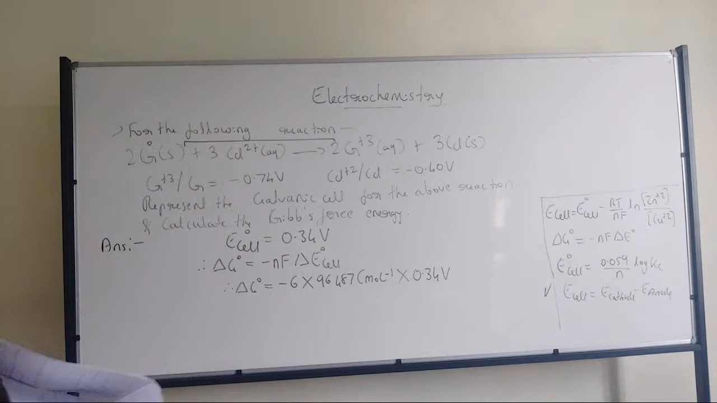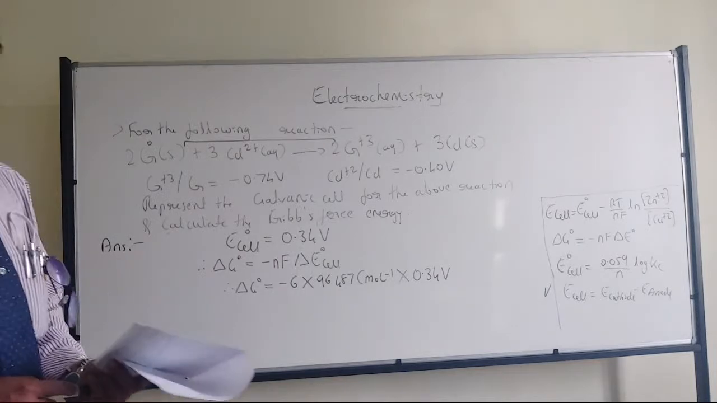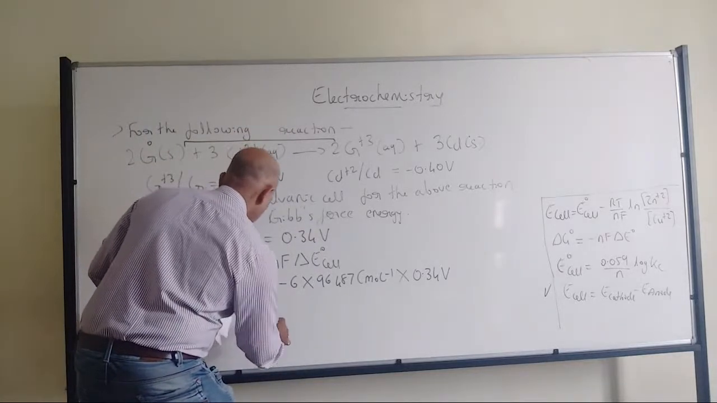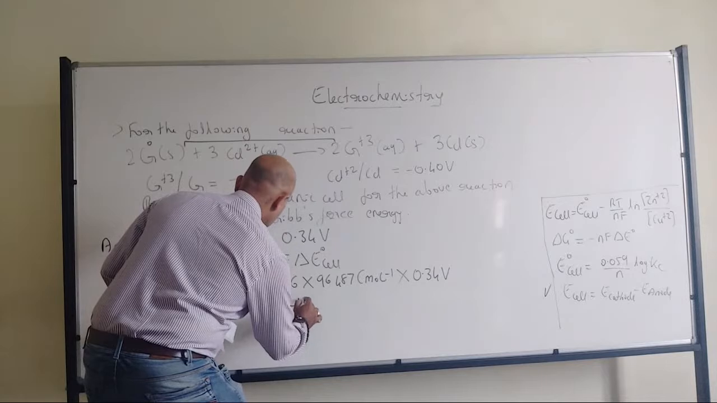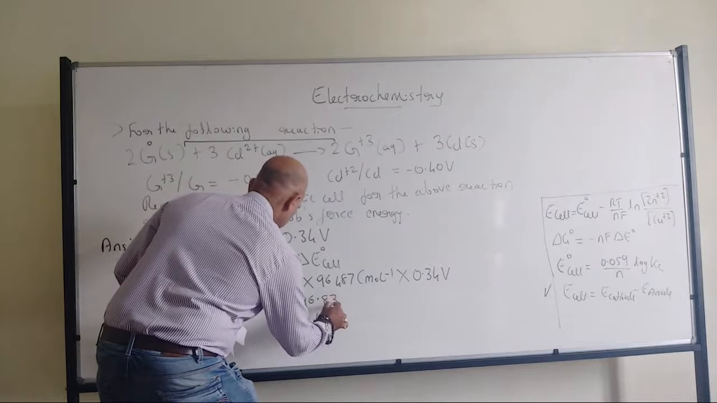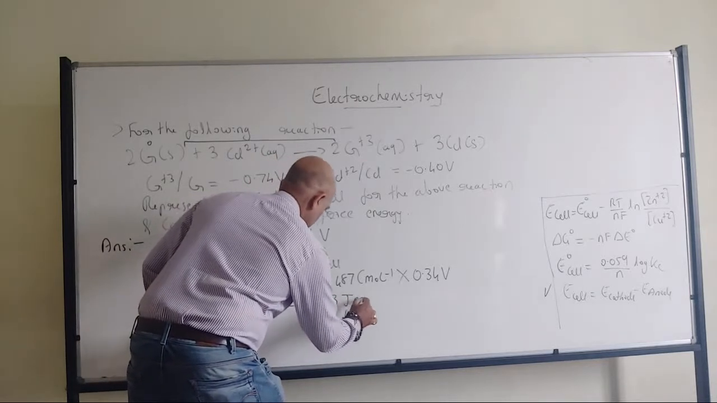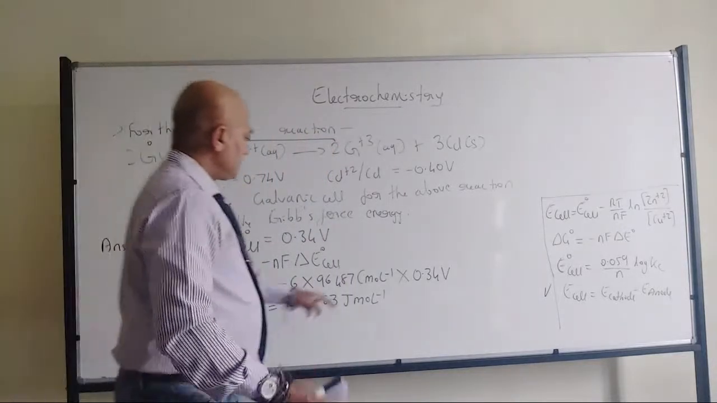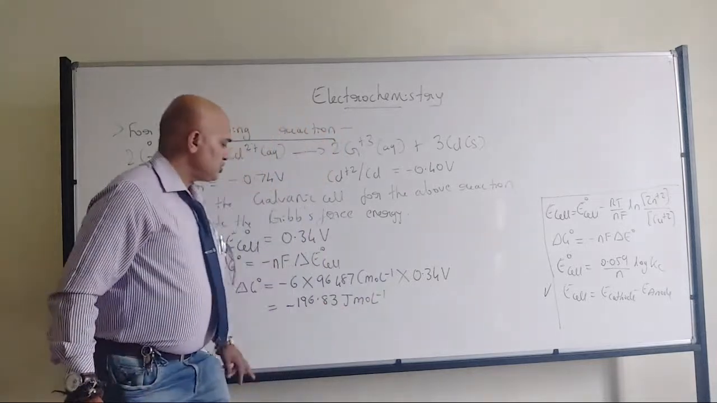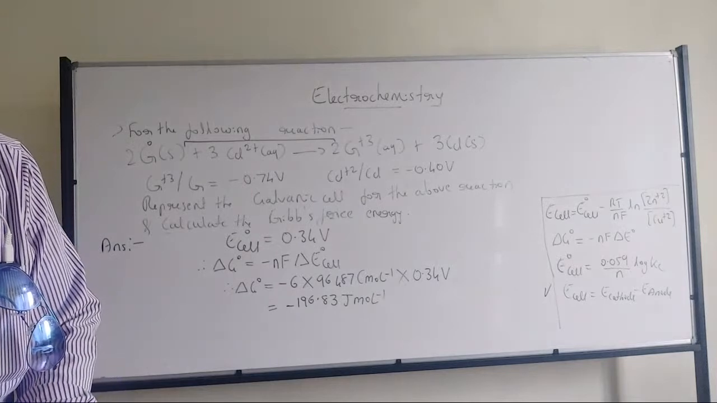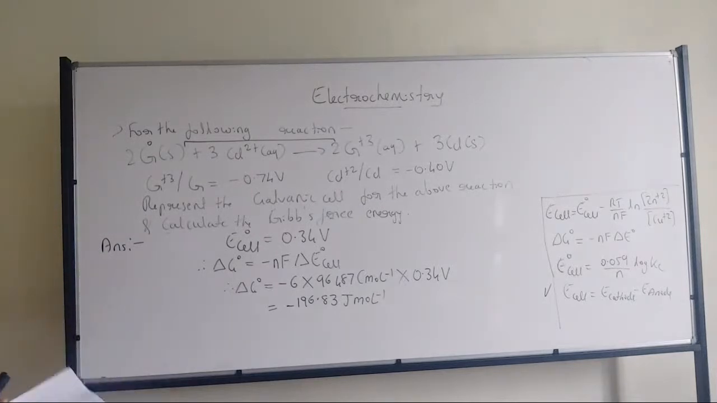Try to write the units there only, so that finally you should have the proper units. So therefore it will be equal to minus, final answer I will write, minus 19683 joules per mole. Once again, same logic: coulomb volt, I will write it as joule, because we are dealing with the Gibbs free energy. All of you have understood?